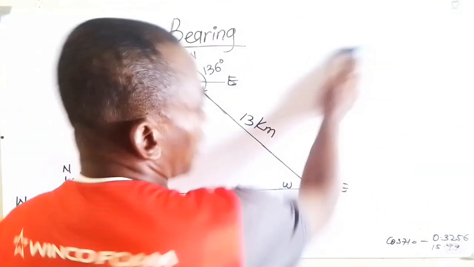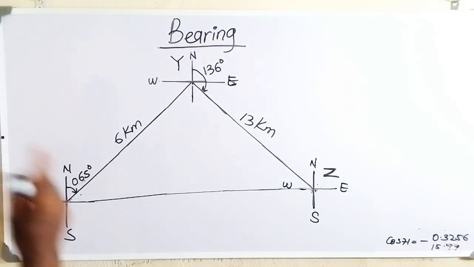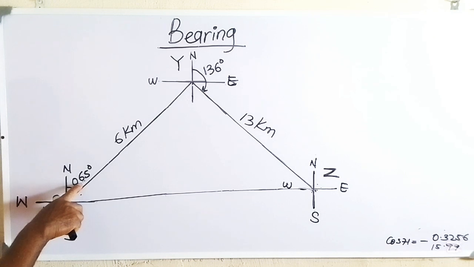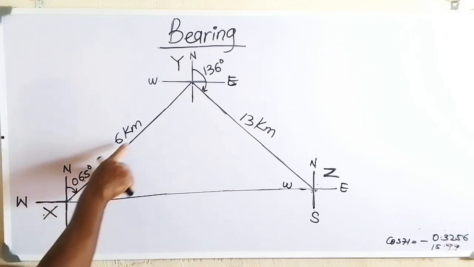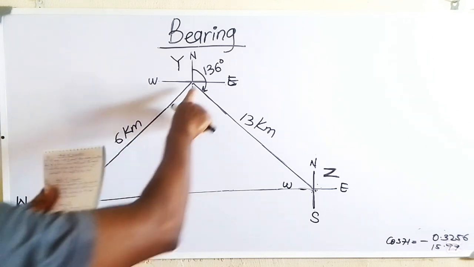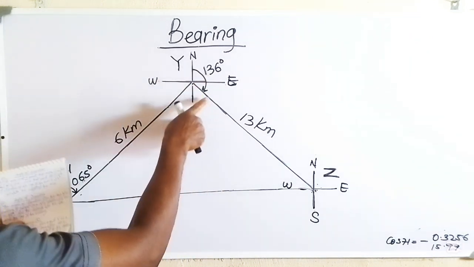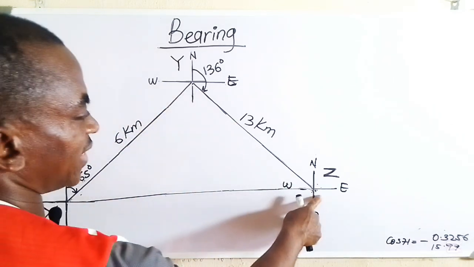Now we are given a question here. An object, a boat at this position X, sails 6 kilometers and makes a bearing of 65 degrees, or 065, which is military degrees. We say 65 degrees. Now it stopped here at Y. Here is X. Then at Y, it makes a position from the north, 36 degrees, and the distance it covers is 13 kilometers. Then it stopped at Z.